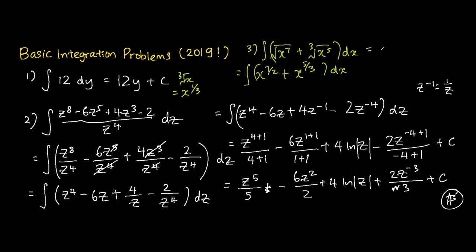Then you can straight away do the integration. When you do the integration itself, you will get x to the power of 7 over 2 plus 1 divided by 7 over 2 plus 1, plus x to the power of 5 over 3 plus 1 divided by 5 over 3 plus 1. Then you can simplify this solution and you'll get your final answer. So here you go, these are the basic integration problems in 2019.